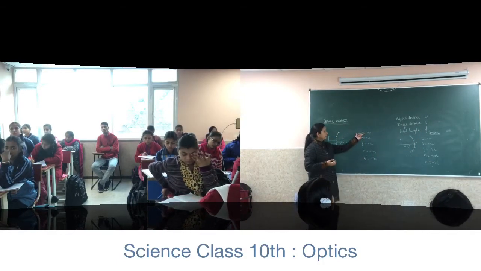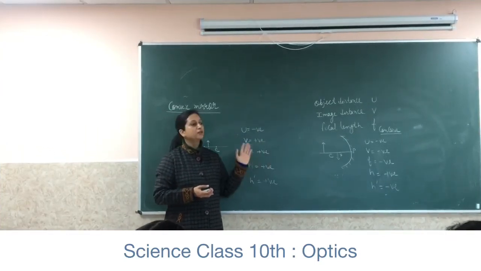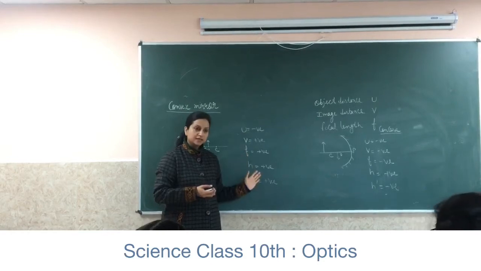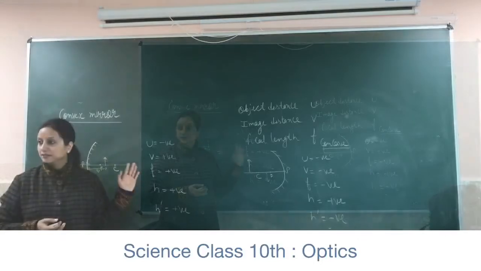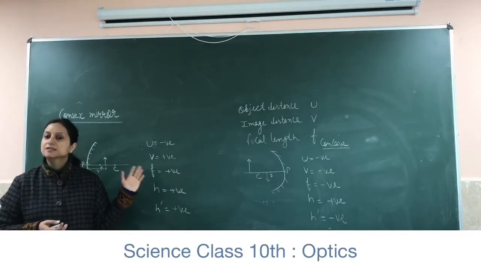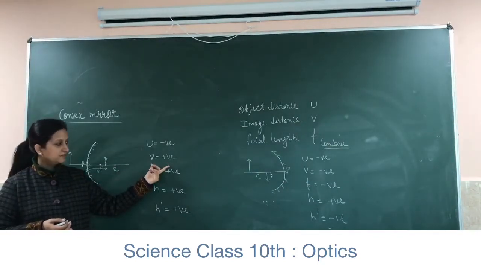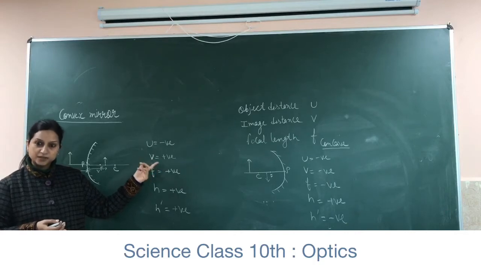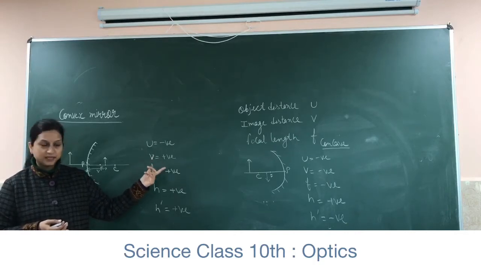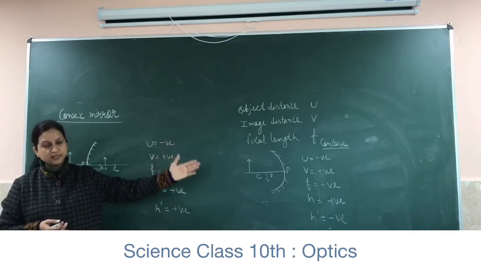See, U is always negative in both the mirrors, because the object will always be kept in front of the mirror, and as we know that light will enter from the left side, so the object will be to the left of the pole. So object distance will always be negative. Then V is positive here, in the case of the convex mirror, because the image is formed on the right side and it is virtual and erect. In the concave case, the image is real and inverted and it is formed to the left of the pole, so it is negative.